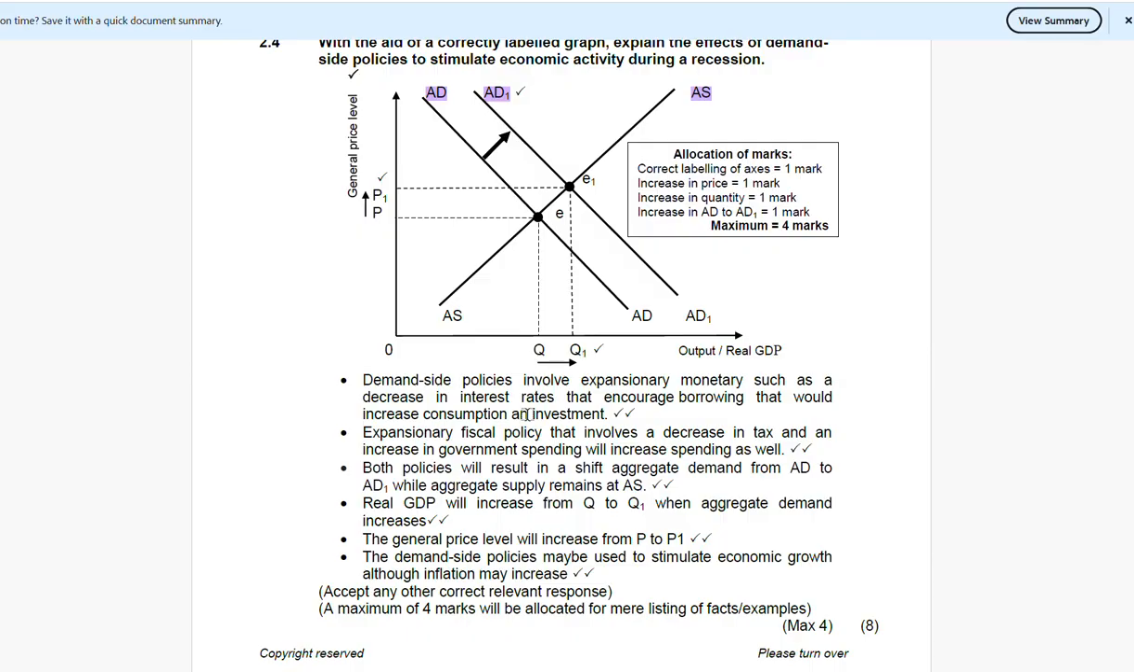Now let's read what we have so that we can understand much better what we see on the graph. Demand side policies involve expansionary monetary policy, such as a decrease in interest rate that encourages borrowing, which would increase consumption and investment.